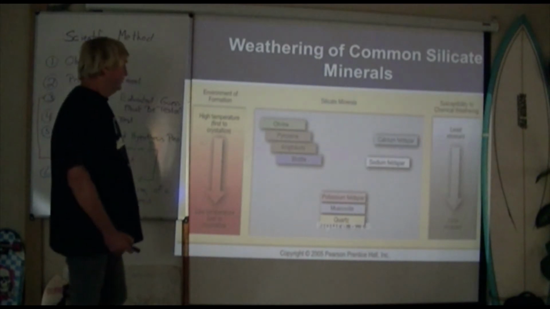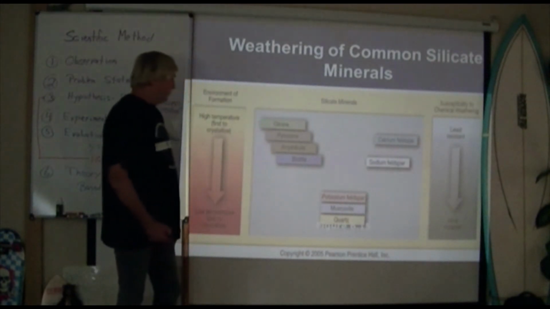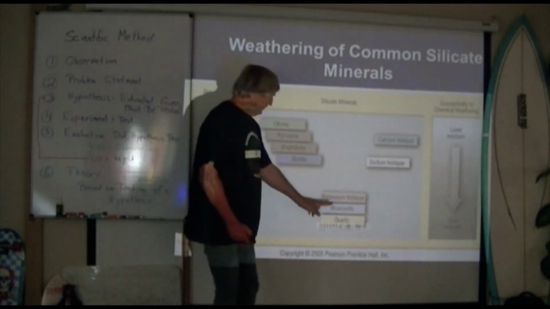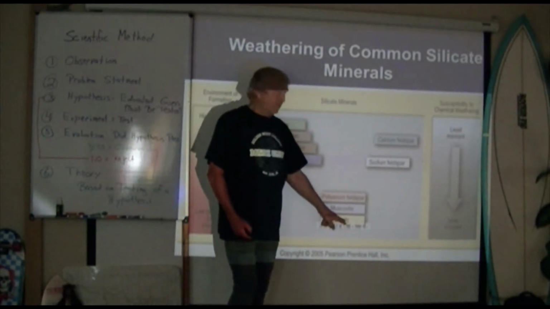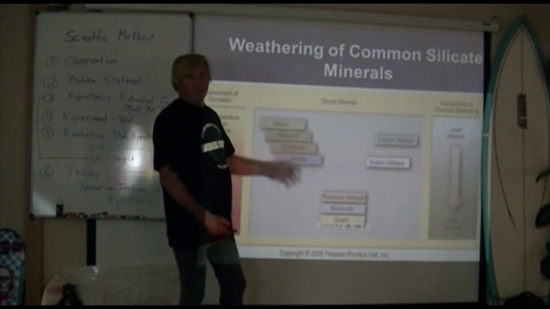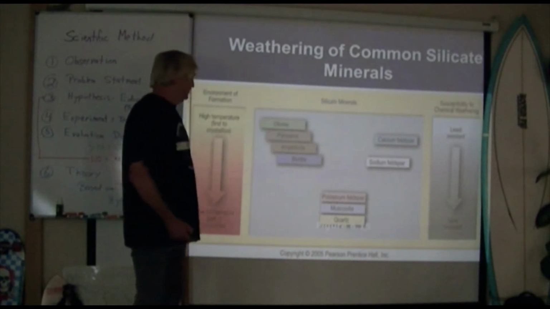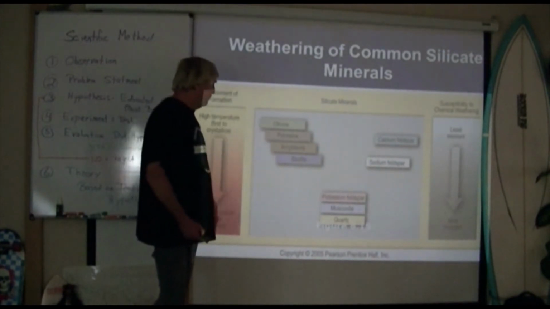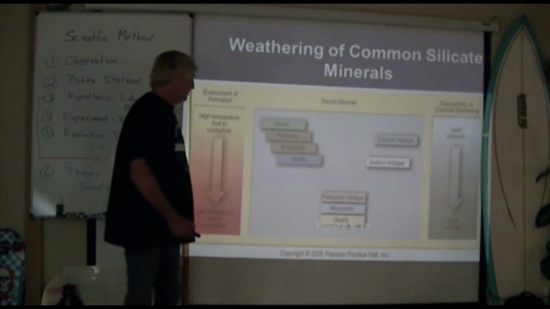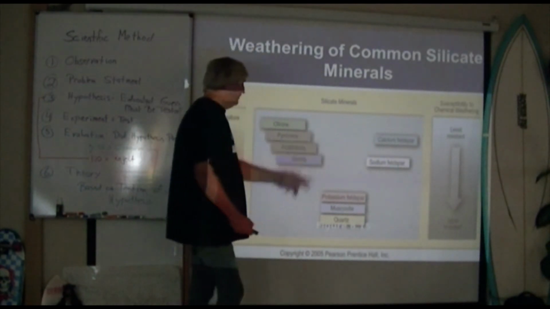So as it turns out, this is Bowen's reaction series. We use this in identifying igneous rocks. And so as it turns out, quartz is the mineral that's most stable. The rest of these minerals are unstable. Olivine, lots of iron, breaks apart, oxidizes, turns to rust. Same with pyroxene, lots of iron in pyroxene, lots of iron in amphibole. There's iron in biotite.